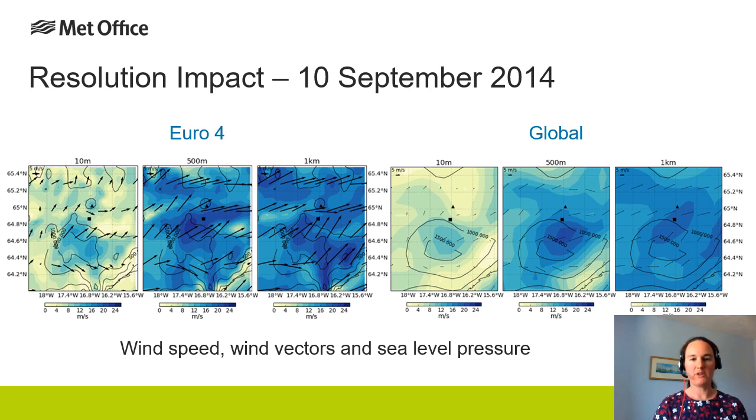So first, let's have a look at the wind speed, wind vectors, and the sea level pressure for that region. So we've zoomed in here, so we can just see the small region around Barðabunga and the vent location. And you should just be able to see these in the center of each image.